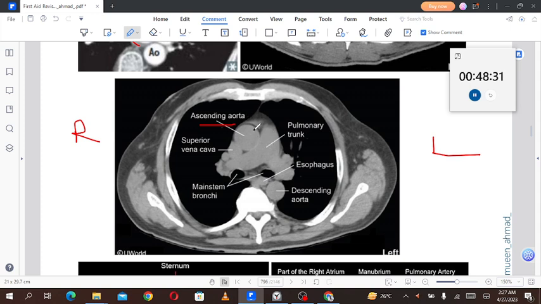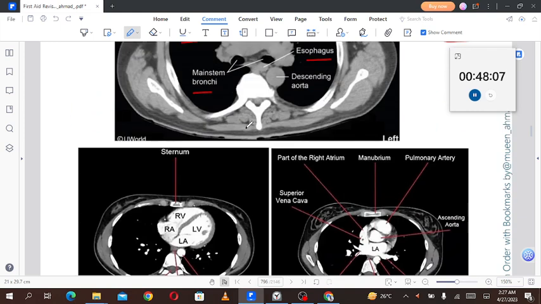Then we have the aorta that originates posterior to the pulmonary trunk, then comes over it and then goes behind it as the descending aorta. The superior vena cava is on the right side. The main stem bronchi are these things, and the esophagus and the pulmonary trunk. So you can see this division, by the way. This thing is called the pulmonary trunk. And this round structure, you may say to the right side of the pulmonary trunk, is the ascending aorta. This one is the descending aorta and superior vena cava.